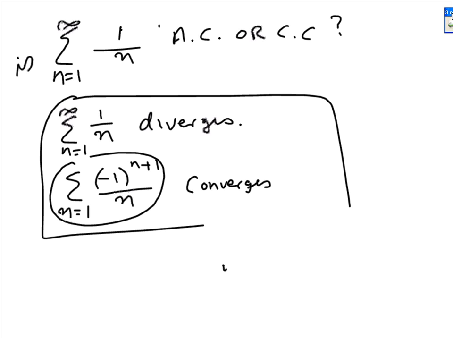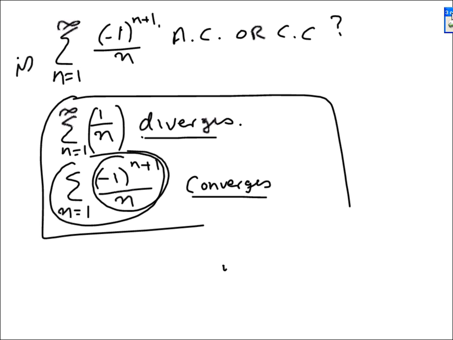What we have is that the alternating one converges, but the absolute value does not. If you take the absolute value of this, you get 1 over n. Actually, the problem should have asked this, sorry. You're asking if an alternating series is absolutely convergent or conditionally convergent, or does it just diverge?